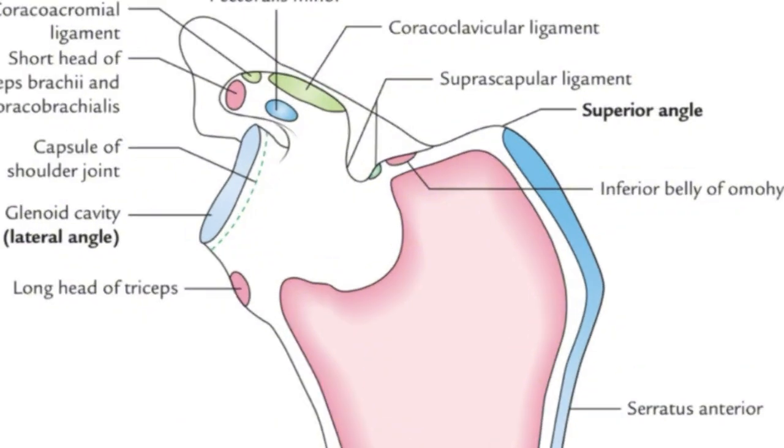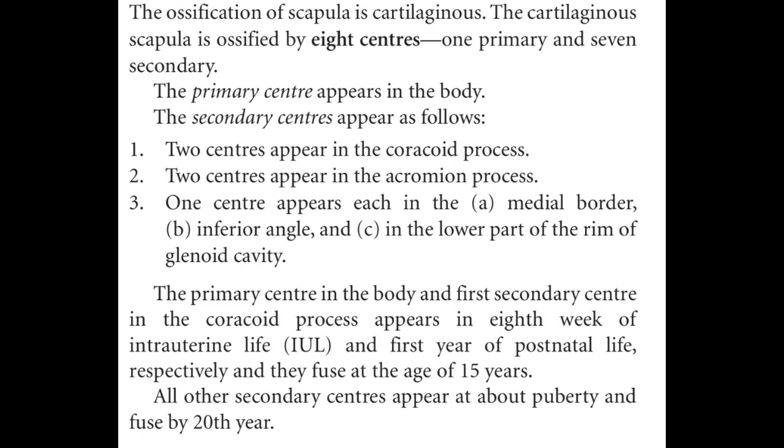The next is the ossification of the scapula. The ossification of the scapula is by what we call endochondral ossification. Now for the scapula, how many centers? You have 8 centers, but only one primary center. For the clavicle you have 2 primary centers, so it's the only bone that has 2 primary centers. But the scapula has 8 centers: 1 primary and 7 secondary.